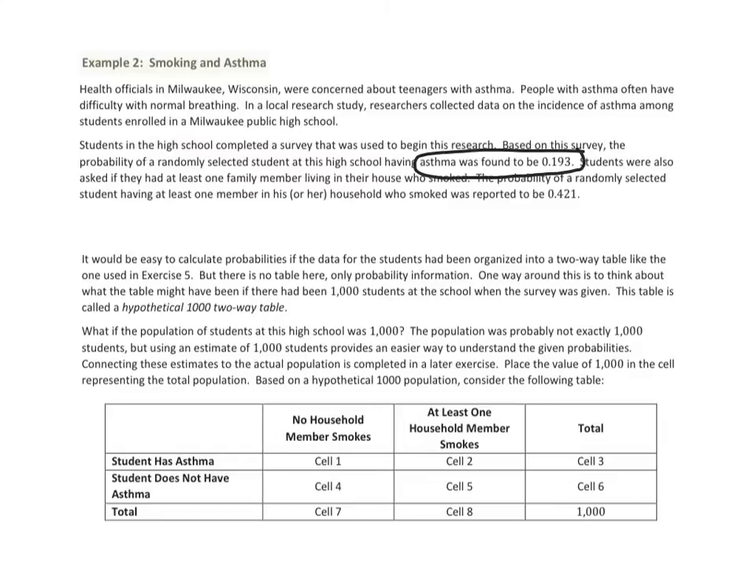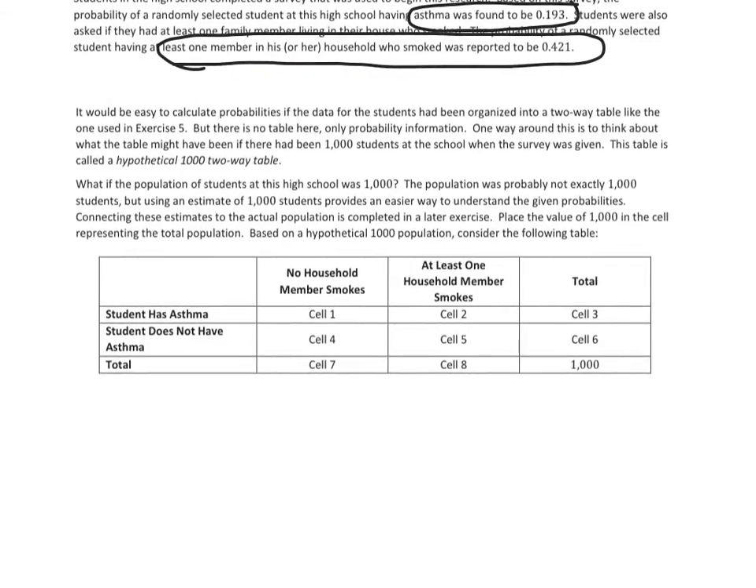Students were also asked if at least one family member in their house smoked. The probability of randomly selecting a student having at least one family member in their house who smoked is 0.421. Let's get that down as well. So only two things to copy down there. It would be easy to calculate probabilities if the data for students had been organized into a two-way table like the one we just used. But there is no table, only probability information. One way around this is to think about what the table might have been if there'd been 1,000 students. Basically, we're going to call this a hypothetical 1,000 two-way table.